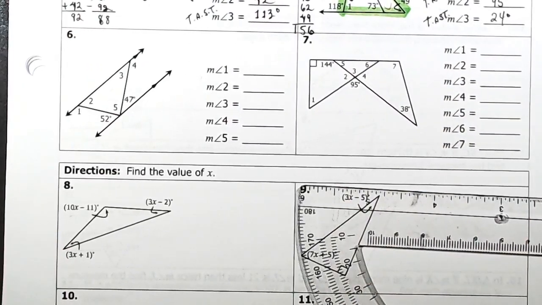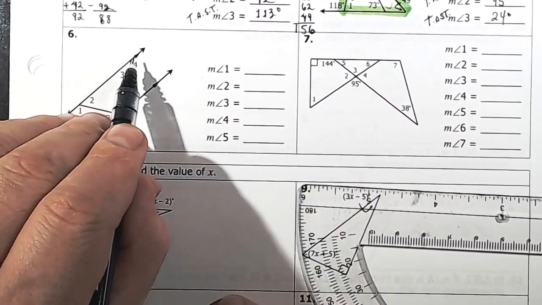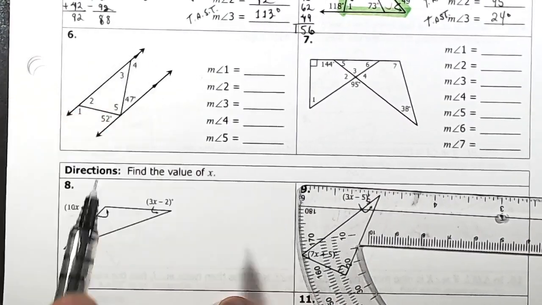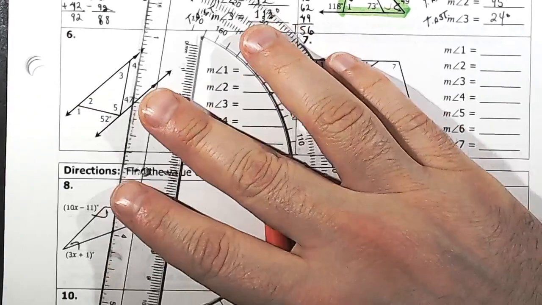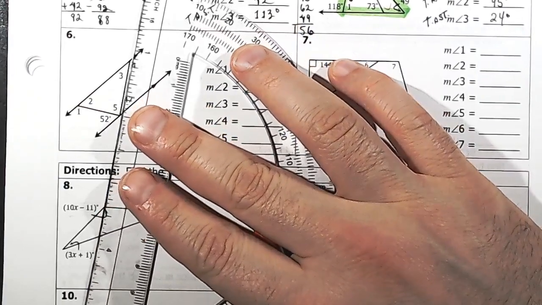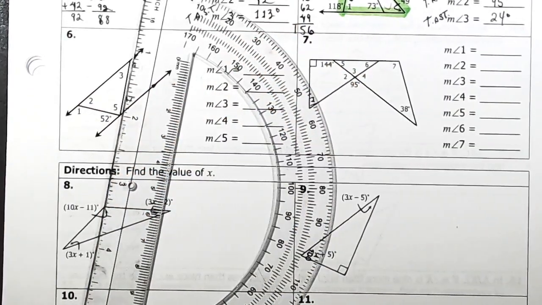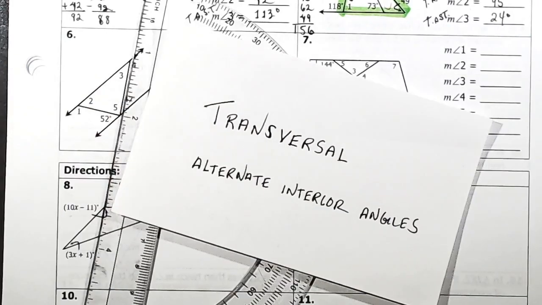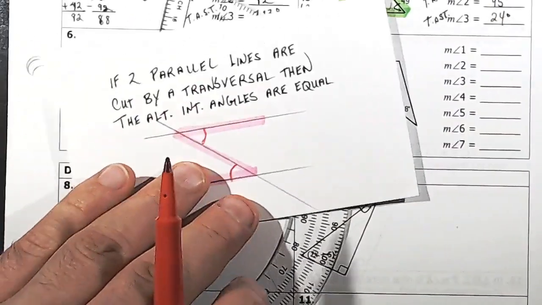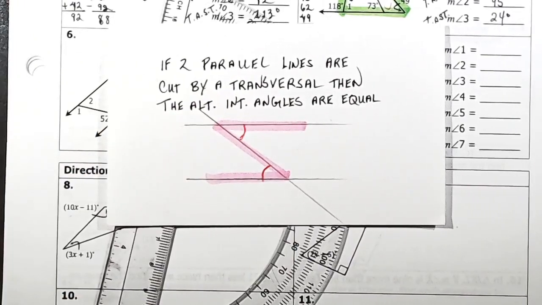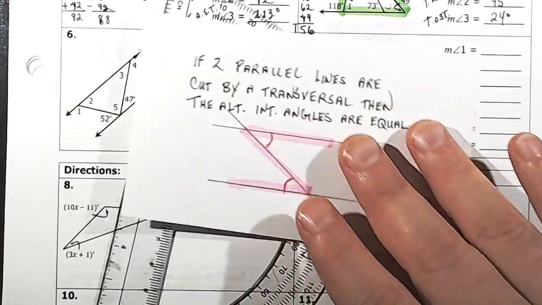Okay, and number 6, we have two parallel lines indicated by these symbols here. These little arrows indicate they're parallel lines. And I want to point out that we have two different transversals. Remember, when we see a transversal, we're going to be thinking alternate interior angles. And here's that theorem if you need a refresher. If two parallel lines are cut by a transversal, then the alternate interior angles are equal.